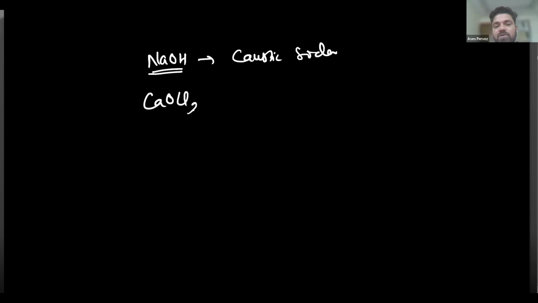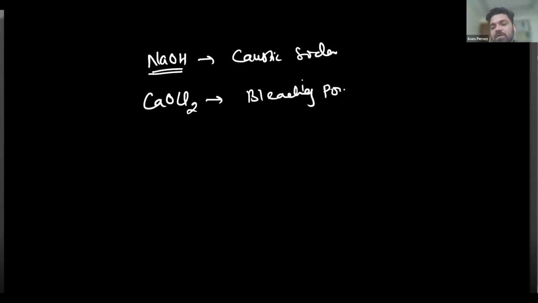What are salts? You know very well that those compounds made when an acid reacts with a base become salts. The first one in our syllabus is NaOH. NaOH is not actually a salt, but we can consider it as a compound, since it is prepared from NaCl, a salt. That's why we study this one as a salt. This is caustic soda.